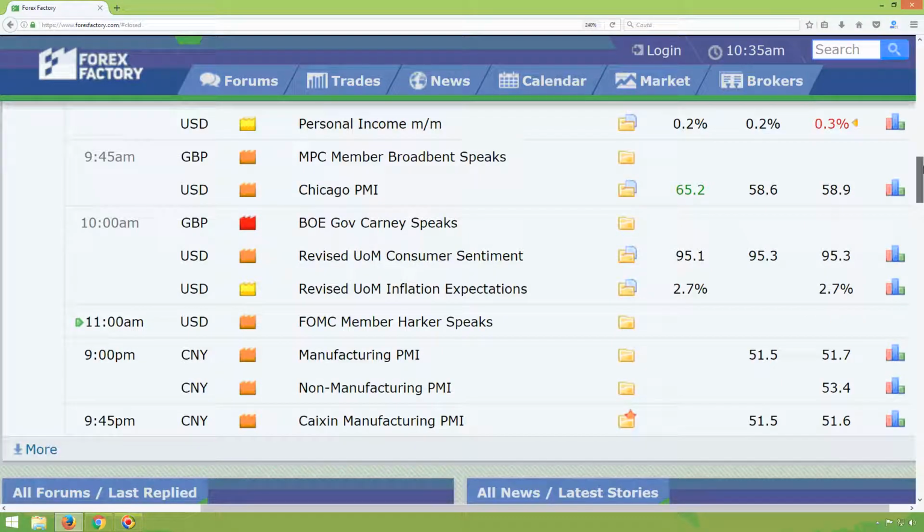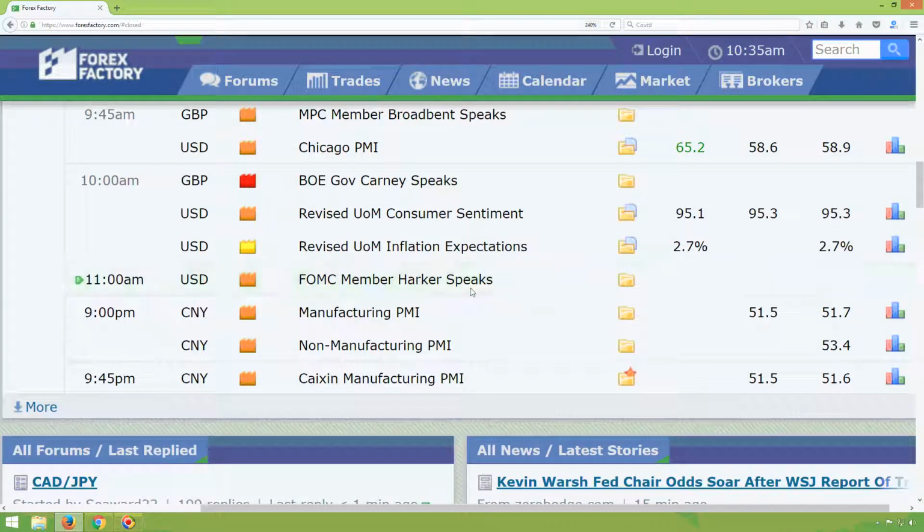Let me show you the economic news. It's supposed to happen at 11 a.m. See this green arrow. The FOMC, Federal Open Market Committee member Harker, gives a speech. Why? The FOMC members vote the interest rates on the world reserve currency. This interest rate is everything for the FX market.